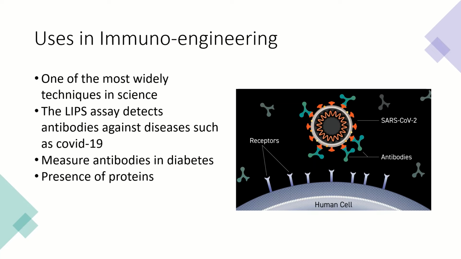IP is widely used in science. One IP assay called luciferase immunoprecipitation system is used to identify and quantify antibodies against diseases such as COVID-19 in previously infected people and measure autoantibodies in several human autoimmune diseases, including type 1 diabetes.